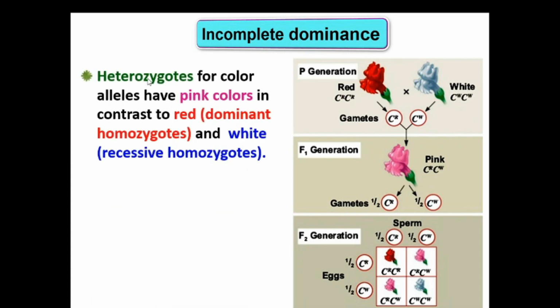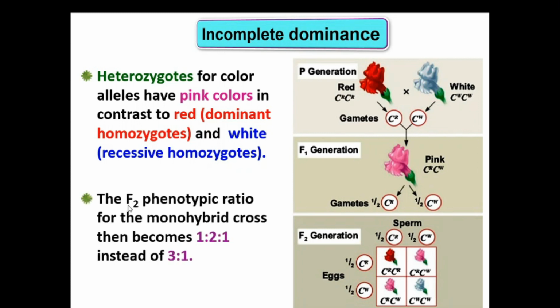So the heterozygous for color alleles will have pink color in contrast to the red and the white color. So the offspring will have the pink color instead. The red color is the dominant, and the white color is the recessive homozygous.